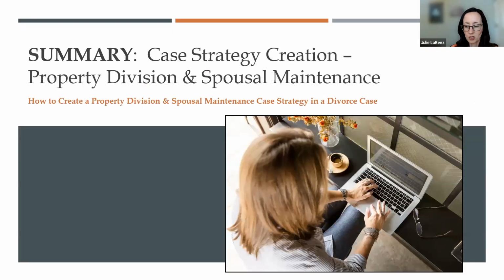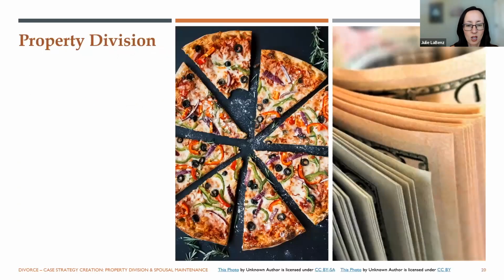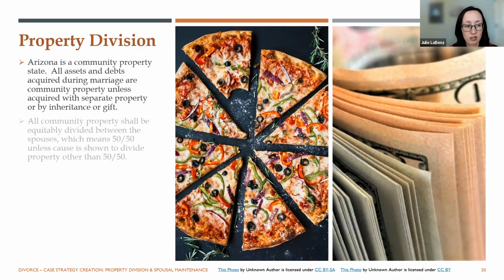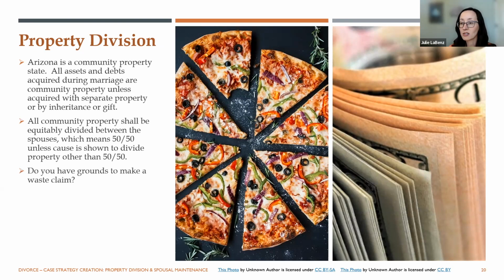All right, we've come to nearly the end here. Let's do a quick summary. For property division, Arizona is a community property state. All assets and debts acquired during marriage are community property unless acquired with separate property or by inheritance or gift. All community property shall be equitably divided between the spouses, which means 50-50, unless cause is shown to divide property other than 50-50. We talked about waste. Do you have any grounds to make a waste claim?